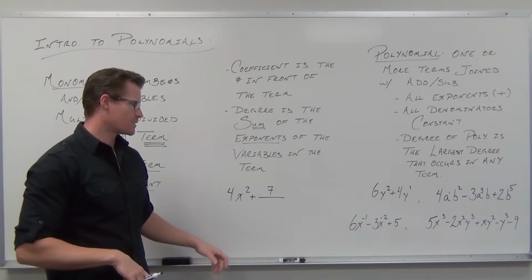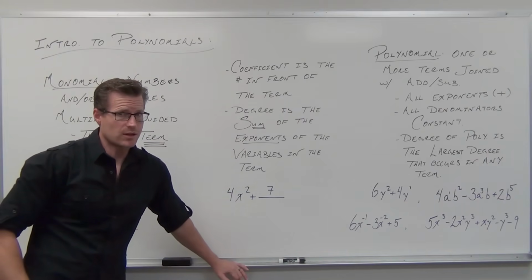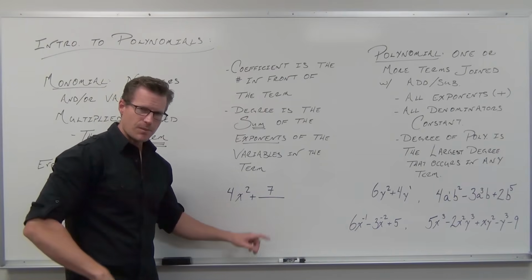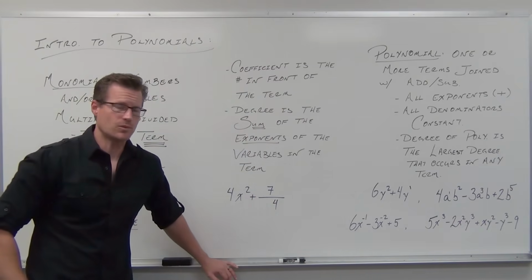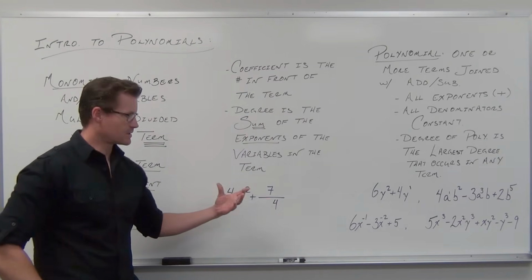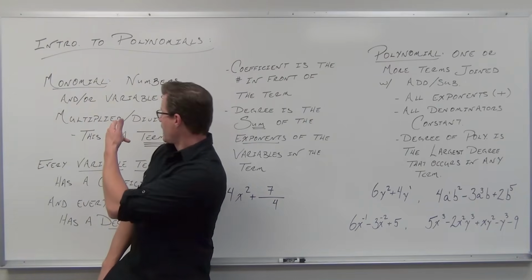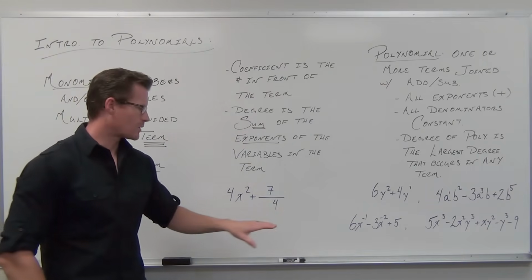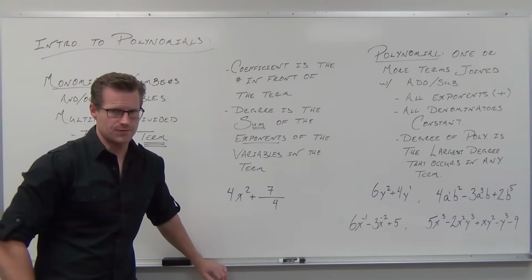Now, I was talking about something else. This problem could turn out to be a polynomial or a non-polynomial, depending on what goes here. If I put a number like 4, that's fine. That's a polynomial. It's got a fraction. That's one term, 4x squared. That's another term, 7/4. Fractions are okay. The division part's okay, as long as we don't have variables in the denominator. So this right here, perfectly fine.